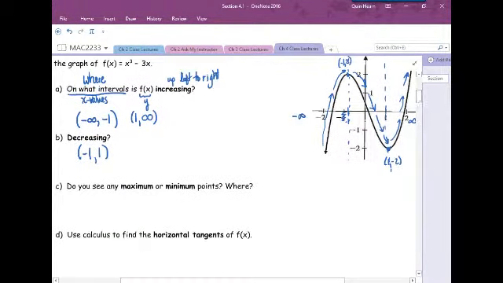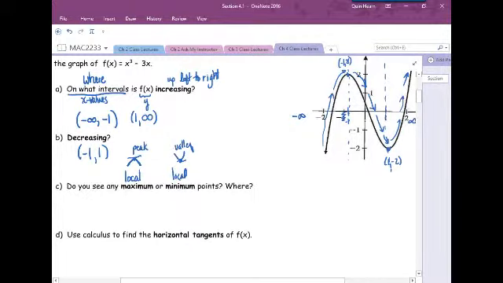Next question about this graph. Do you see any maximum or minimum points? Now, when we say maximum or minimum, unless I specify otherwise, we're talking about what's called a local maximum or a local minimum. A local maximum is a point where the graph turns around. It starts out going up, but then it turns around, leaving a little peak. A local max is a peak, whereas a local minimum is a valley, where the graph goes downward and then turns around and starts to go up again.